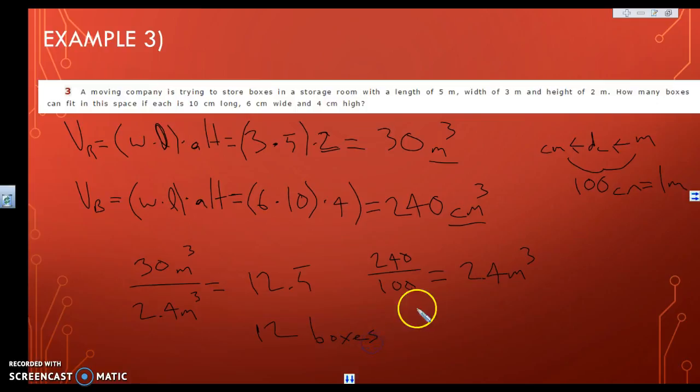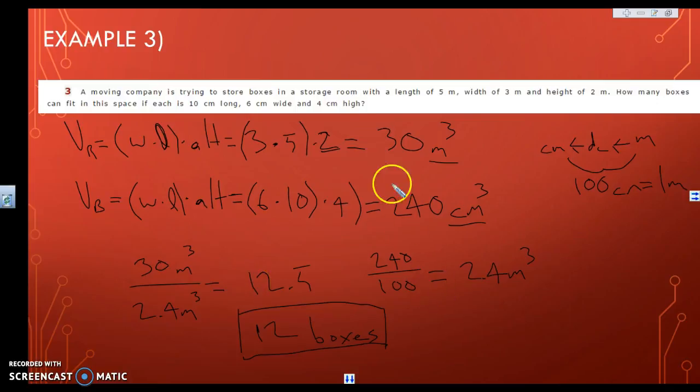And if we were to add one more box, then we wouldn't have any more room. So that's why we don't round up. And once again, we do not have half boxes. So therefore, we would be able to fit 12 boxes into this room, given that each box has a volume of 2.4 meters cubed and the room is 30 meters cubed.